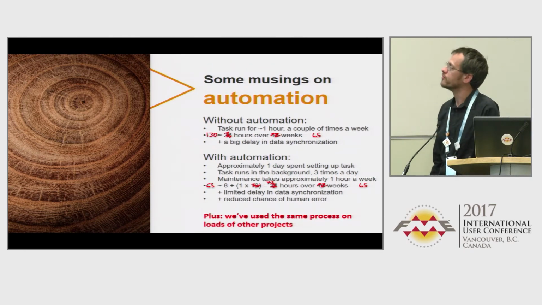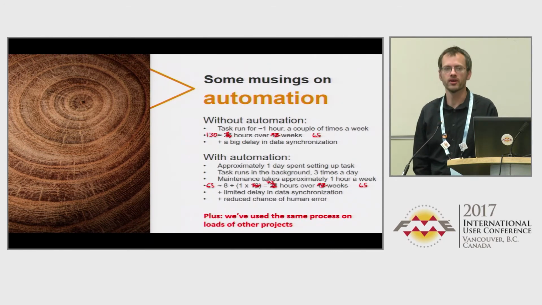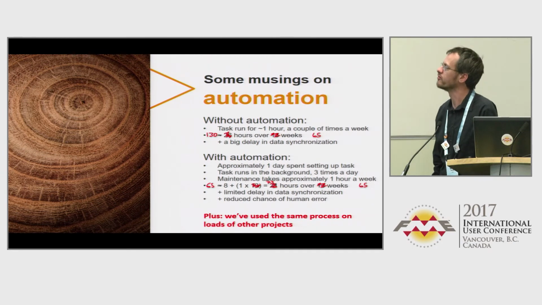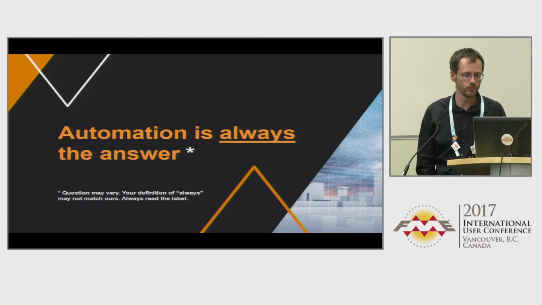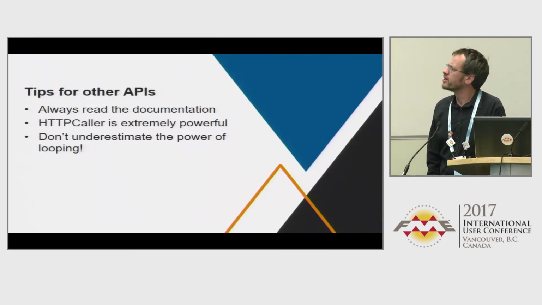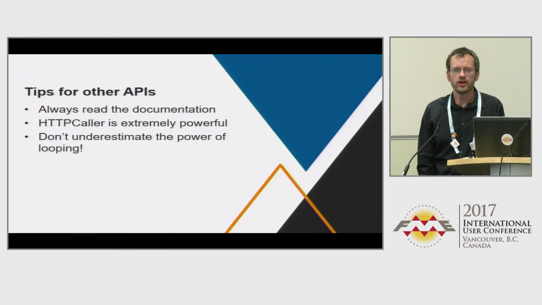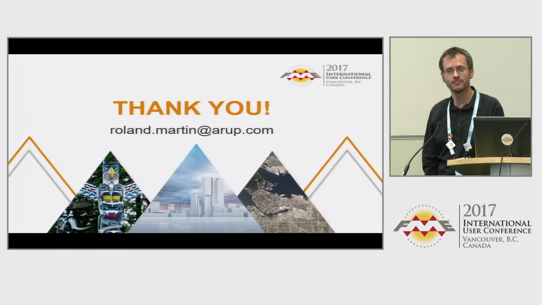And then, of course, as I say, we've used the same process on loads of other projects. So it kind of doesn't really matter whether this project benefited or not, because we generally have benefited overall. So for me, automation is always the answer, with, yeah, inevitable small print, but it's always yes. As I say, I don't really need to talk about other APIs to you guys, I don't think, but basically the HTTP caller is amazing and I love it. And that's pretty much it from me, so thank you very much.